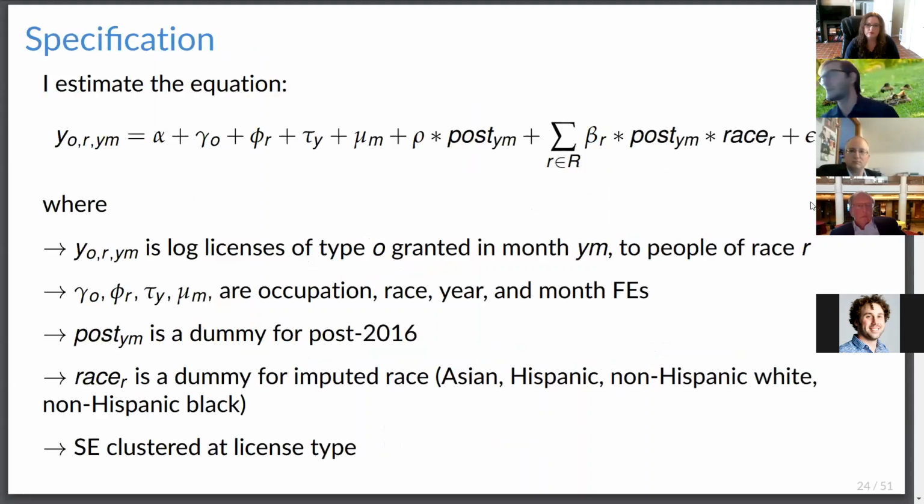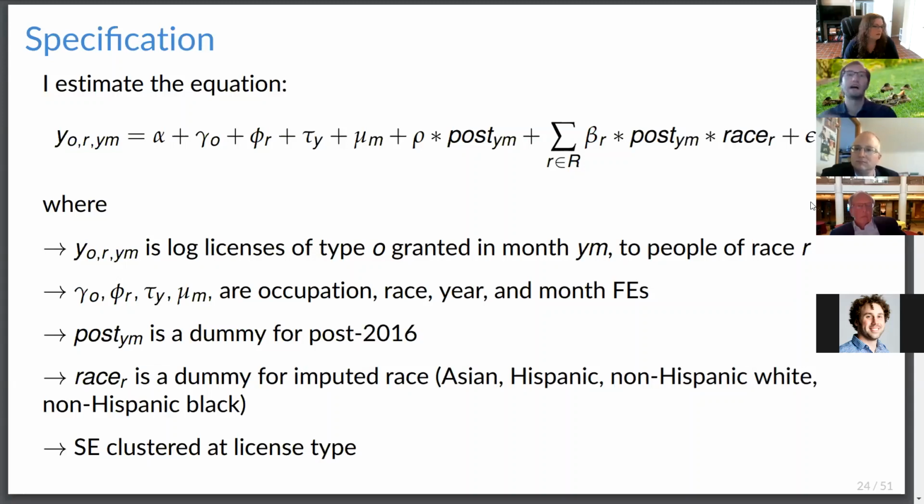Okay, and so here's more specifically my empirical specification. I regress some outcome, which in my baseline specification is going to be log licenses granted for a given occupation or license type, race, and year-month cell. So I collapse all my data down to the race or ethnicity, occupation, and year-month level. I regress the log number of licenses on occupation fixed effects, ethnicity fixed effects, year fixed effects, month fixed effects, and then I do this difference in difference: pre-post reform and an interaction of that with the various races. The excluded group is non-Hispanic whites, so all of my coefficients are relative to non-Hispanic whites. My standard errors I cluster at the license type level.